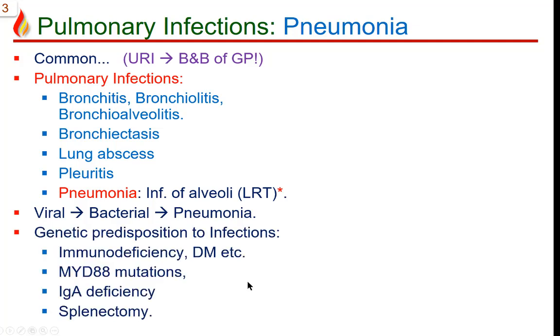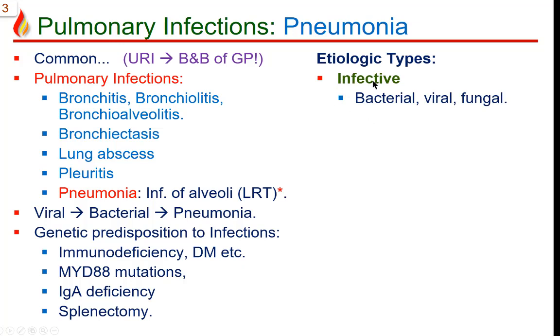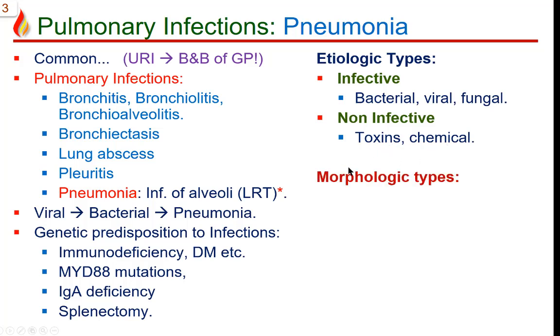But there is genetic predisposition to infections, or immunodeficiencies, diabetes, MyD88 mutations, IgA deficiency, splenectomy. All these patients are prone to severe pulmonary infections. Now, considering pneumonia, there are many different subtypes. So, etiologically, it can be infective pneumonias, bacterial, viral, fungal, common, or non-infective, toxins, chemicals.